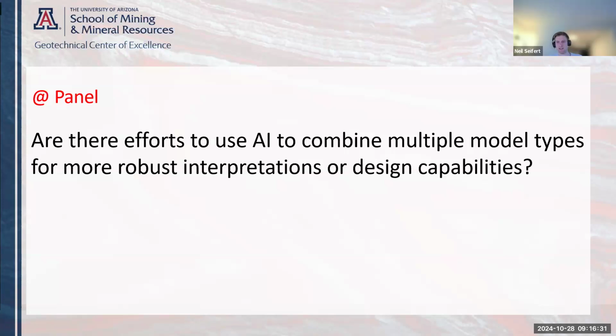Yeah, maybe I can add to that, Finley. I think from our perspective, we've been using AI tools to make the data side and the input data to our structural models more effective and efficient. Ways of making it more efficient to collect the data, to interpret that original data set. We haven't used AI to combine different structural model types.